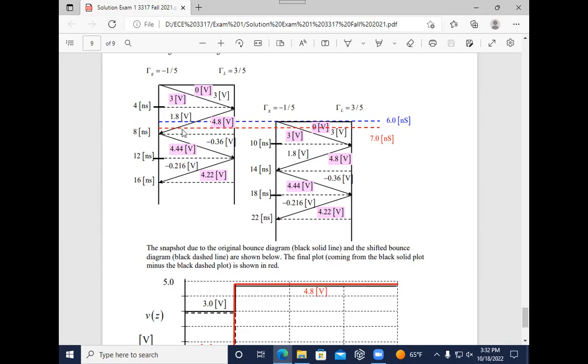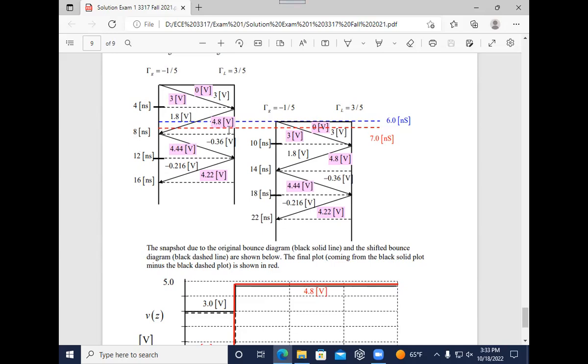Remember, to get the snapshot, I'm plotting at a fixed time, which is 7 nanoseconds. So that's the dashed red line. I have to take what I get from this and subtract from it what I get from this. That's the basic method, right? So let's just focus on what I get from this one, and that's going to be the solid black line. So just ignore this one. I'm just looking at this dashed red line.